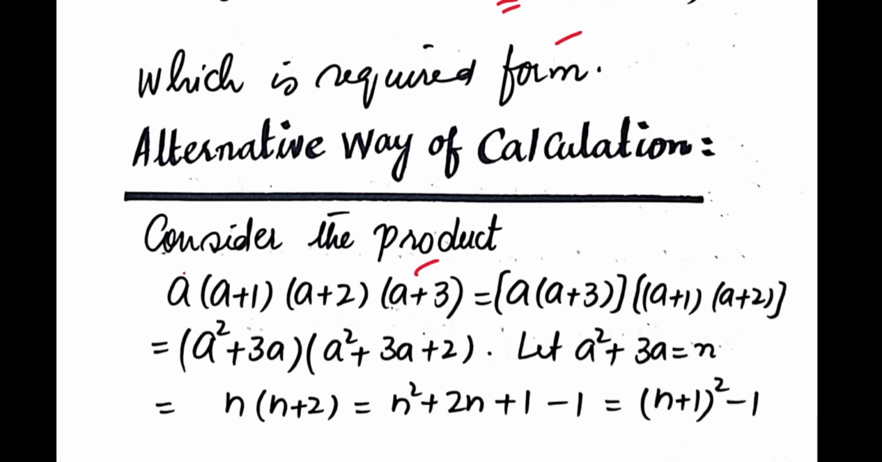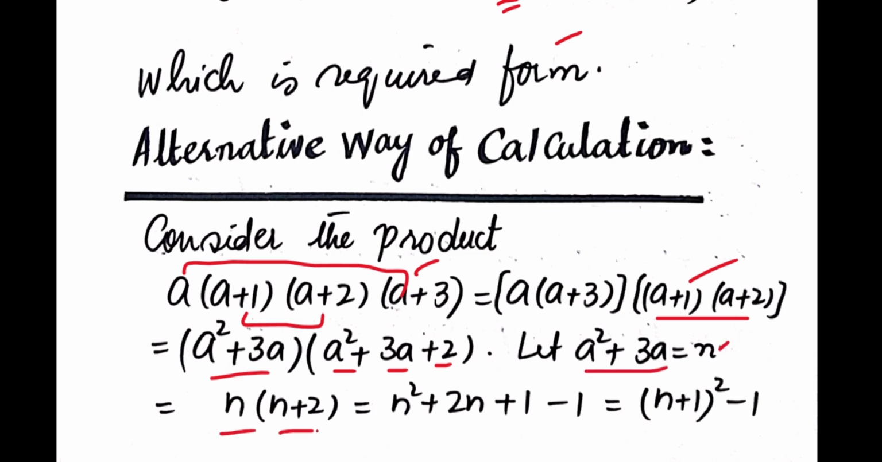Let us pair a with a plus 3 and a plus 1 with a plus 2. Multiplying a into (a plus 3), we have a square plus 3a, and multiplying the other two factors, we have a square plus 3a plus 2. Let this sum a square plus 3a be equal to some integer n. This product becomes n into (n plus 2), and this becomes n square plus 2n. By adding and subtracting 1, we have n square plus 2n plus 1 minus 1. This is equal to (n plus 1) whole square minus 1. Again, you can see that this is 1 less than a perfect square.